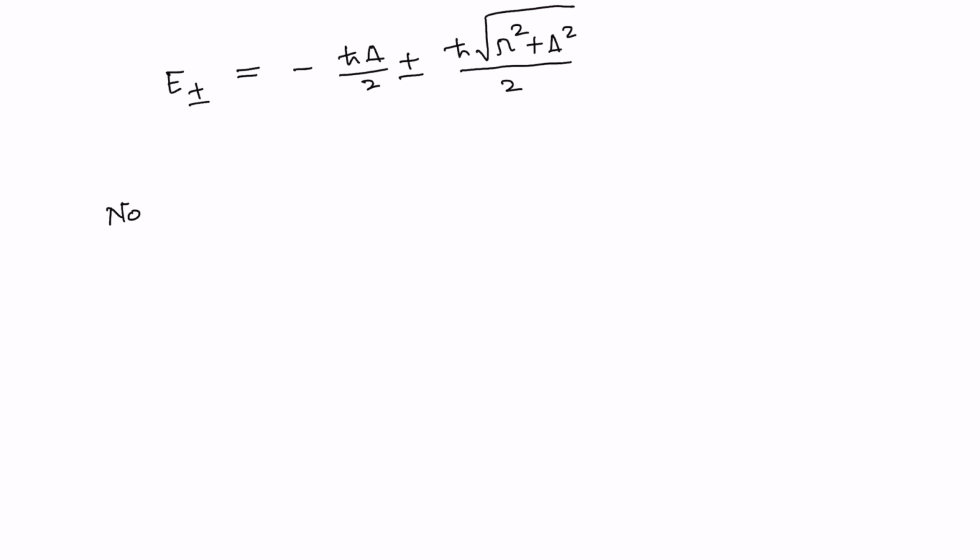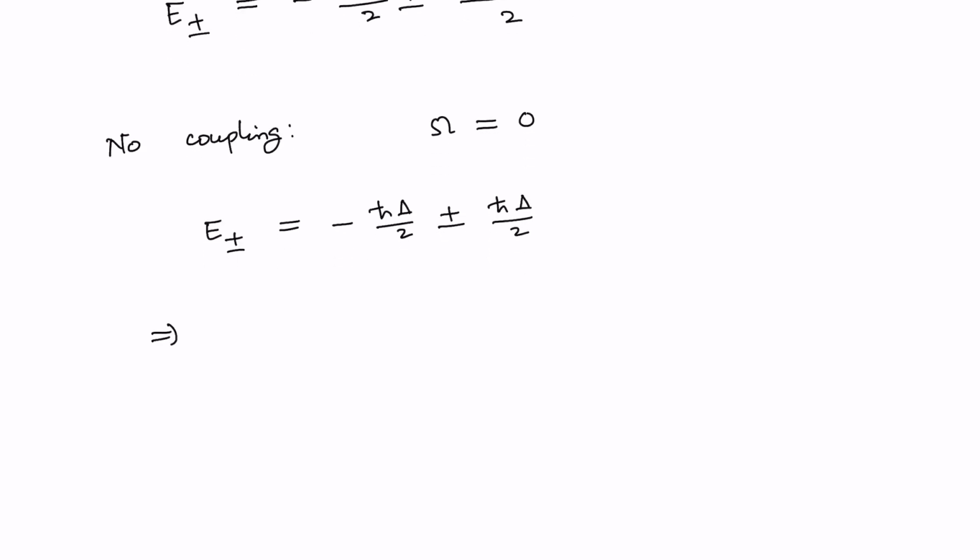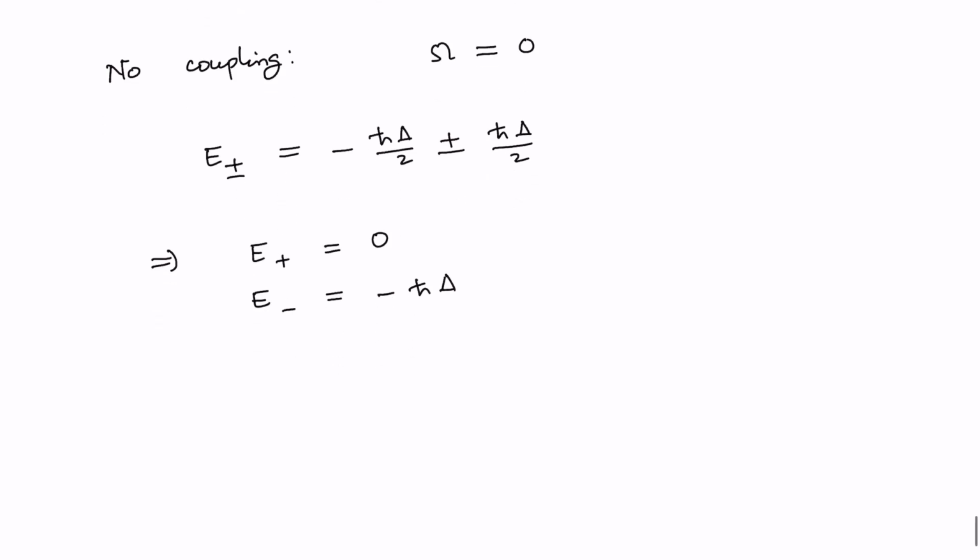Let us consider that situation when there is no coupling. If there is no coupling, that means my capital omega is equal to 0, and this would mean that E plus minus is equal to minus S cross delta by 2 plus minus S cross delta by 2. So this will give me E plus as 0 and E minus as minus S cross delta. So E plus refers to the ground state energy, because already we have taken the ground state energy to be 0, as you can remember, and now the excited state has energy minus S cross delta.